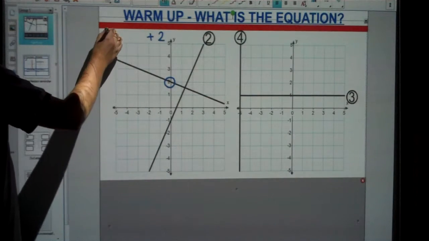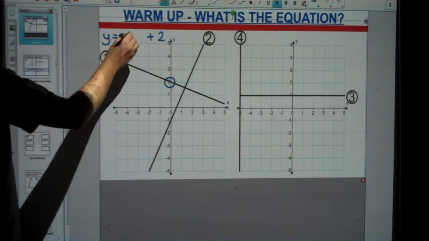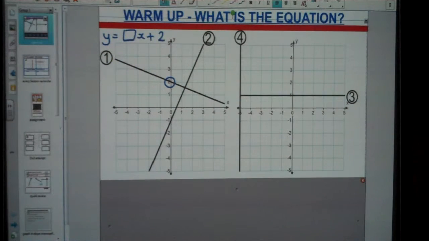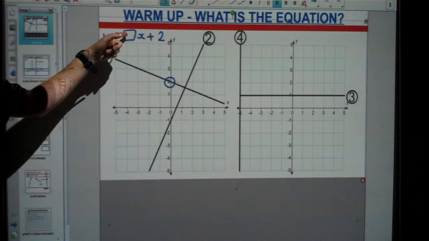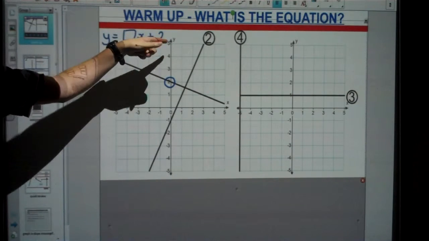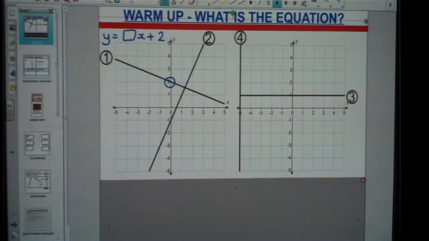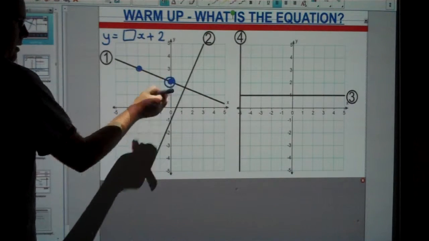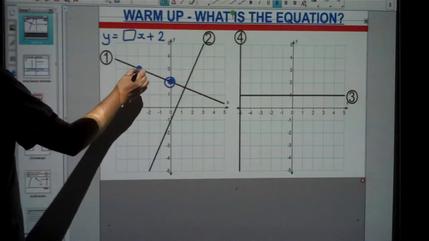Now all the questions in slope-intercept form start with y equals. We have a certain number of x, and then we have a number at the end. And the reason it's slope-intercept form is the number of x's is the slope, and the second number is your y-intercept. So to find the slope, we need to find a couple of points that lie on the line, and then we need to count to make sure we get back to the line.